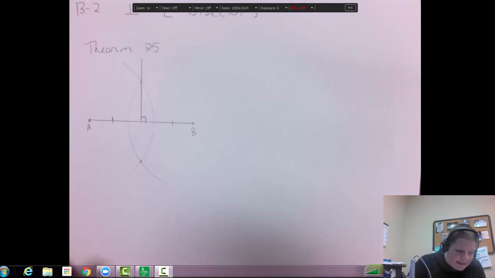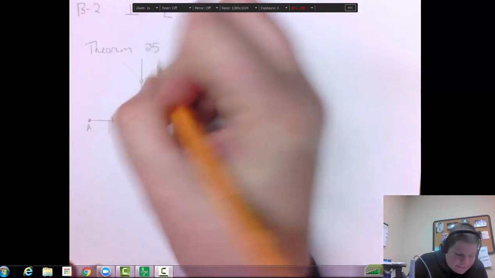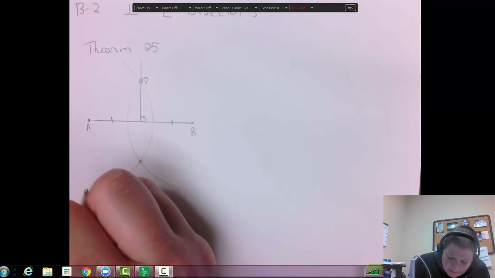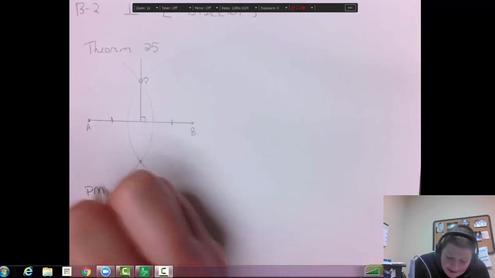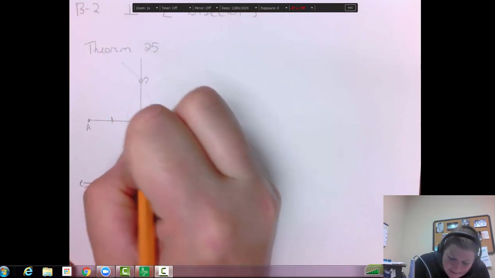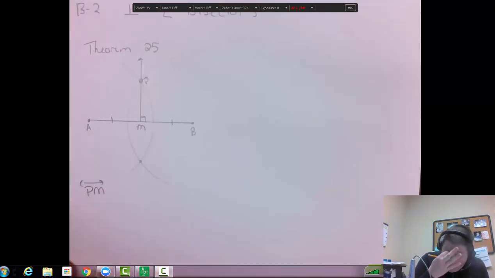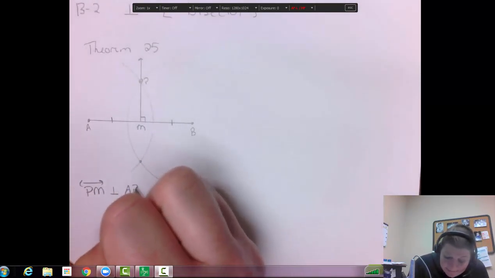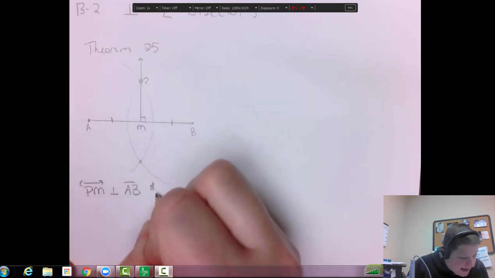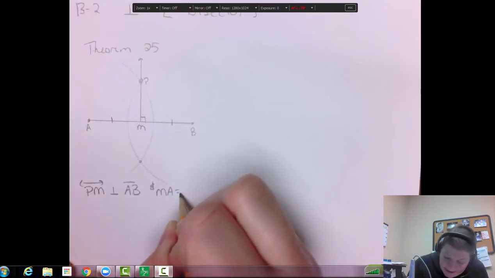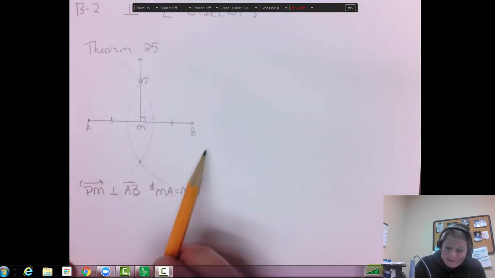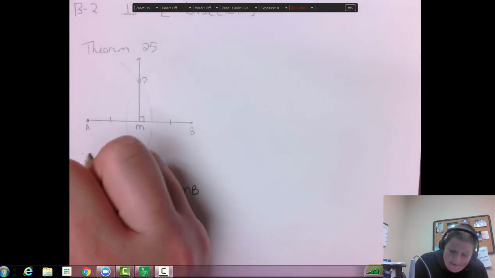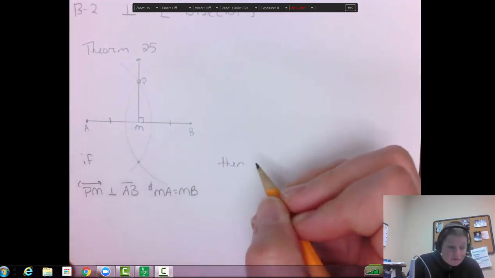So let's say we have this, and let's call this point right here point P. Let's say we have something, you wouldn't have the arcs, that was just how I drew it, but what if your rule or your theorem said you have line PM, we'll call this M, and it is perpendicular to AB, and you also have that MA is equal to MB. So basically MA and MB, you have the perpendicular bisector. If you have this, so this is a big if, then the following is true.